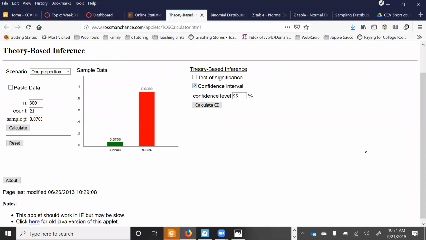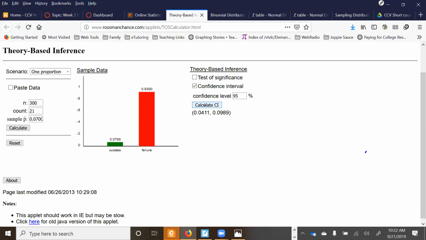Then we want to select confidence interval. It asks you what's your level of confidence. You calculate it, and notice we rounded pretty liberally. They're saying 0.0411. We rounded to 0.04 and 0.0989. So that's about 10%, right? If you do some rounding. So right on what we had.